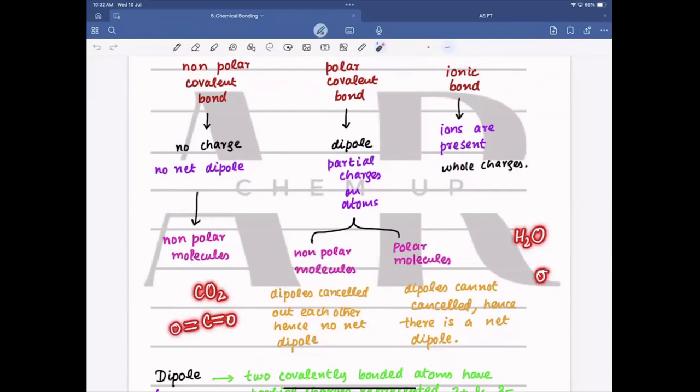I wasn't considering carbon as a center. So carbon is a center. It has 2 bond pairs and no lone pair. So what would be the shape? Linear. It's linear.